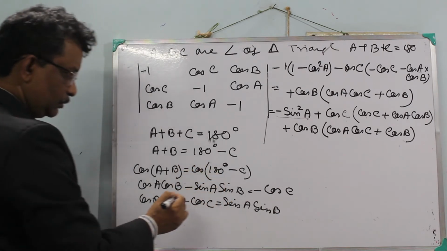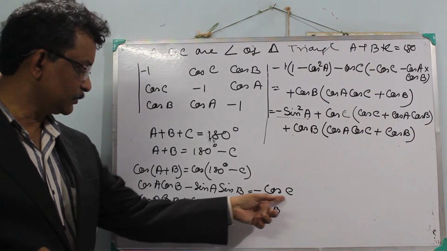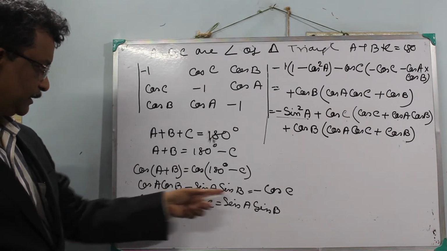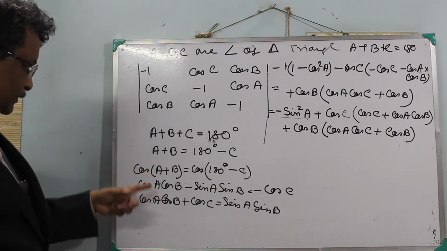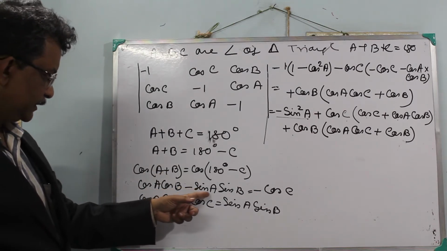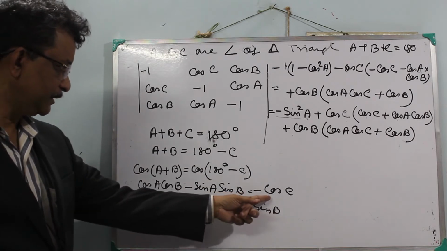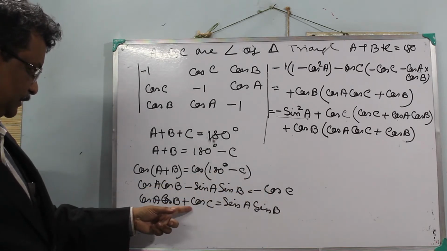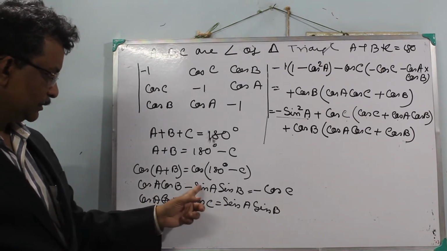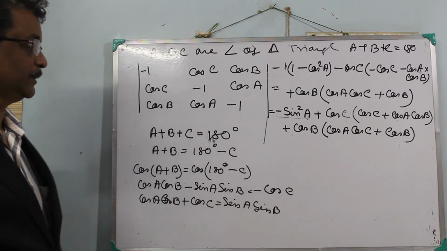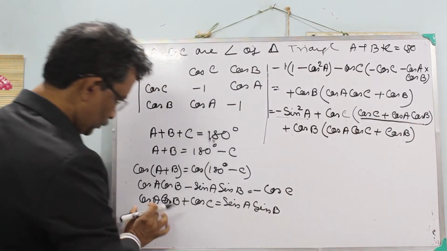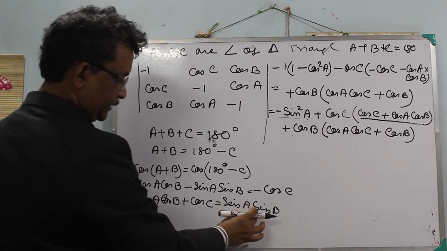So this equals minus cos C. And if I expand this, cos A cos B minus sin A sin B, it is a trigonometric identity formula, cos A cos B with plus here becomes minus sin A sin B, equal to minus cos C. If I take cos C there, cos A cos B plus cos C is equal to sin A sin B. So I have calculated this portion: cos A cos B plus cos C is equal to sin A sin B.